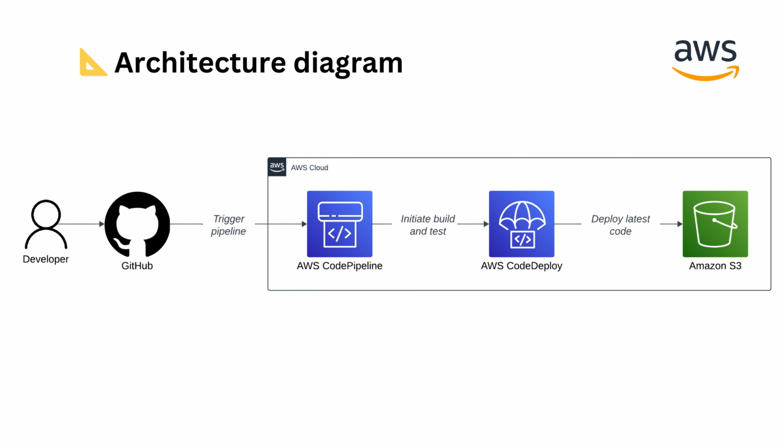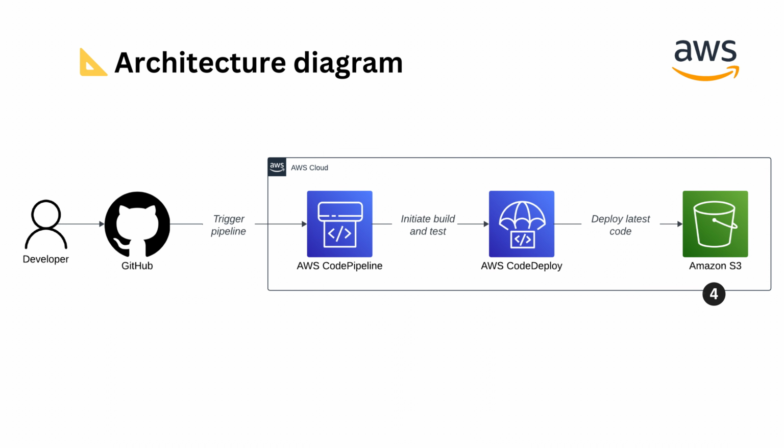Here is the architecture we'll be building today. You as a developer, you'll push your code to the GitHub repository. The repository will store your application code. AWS CodePipeline will orchestrate the entire CI/CD process. AWS CodeBuild will compile and test the code. Then AWS CodeDeploy will automatically deploy the latest code updates. Then Amazon S3 will host your application and receive the latest code updates.